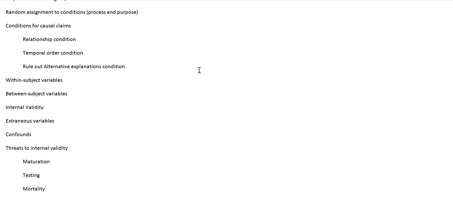So if you run a well-designed experiment, you'll meet these conditions for causal claims, and you will have relatively high internal validity for your study.